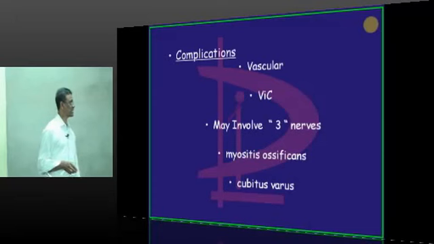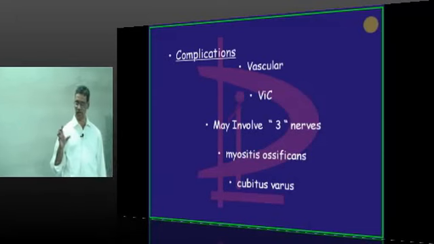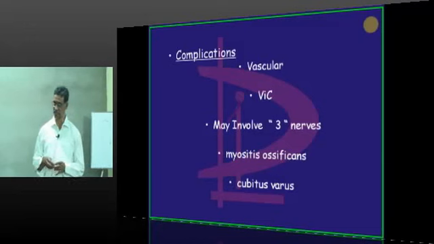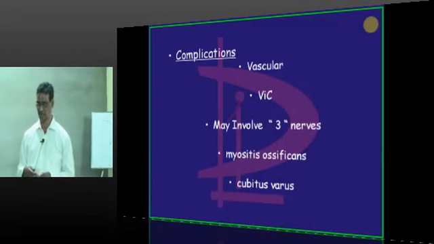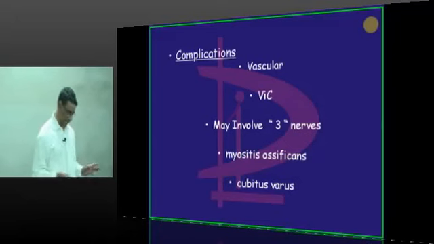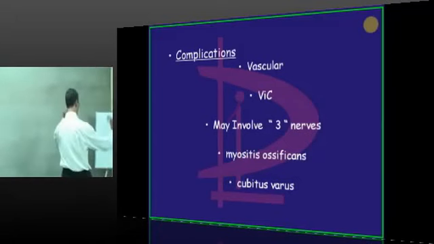And another complication is myositis ossificans. What is myositis ossificans? If you want to say, ironically, it is a myositis ossificans. It is a confusion. Myositis ossificans is nothing but a confusion of the body. So what happens, I will tell what is the confusion of the body.